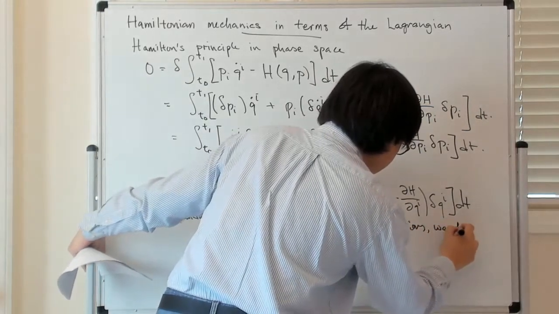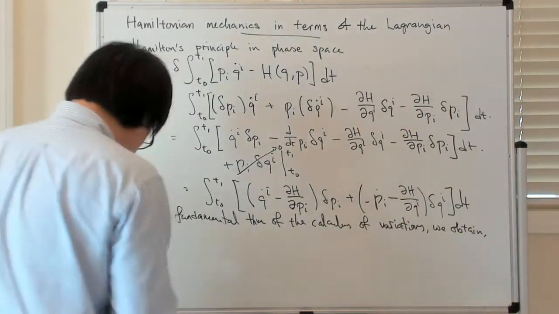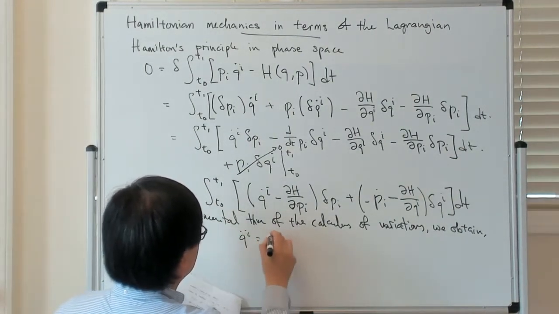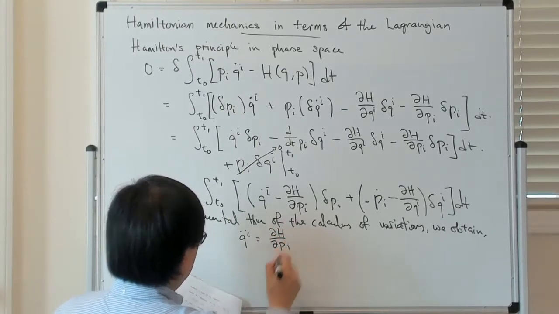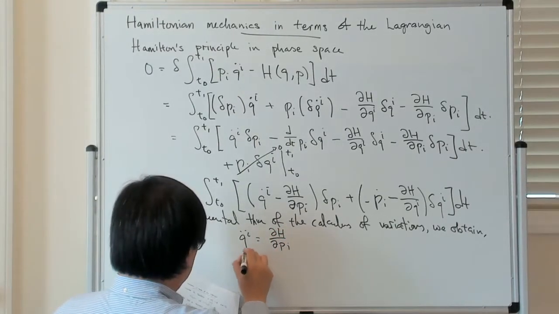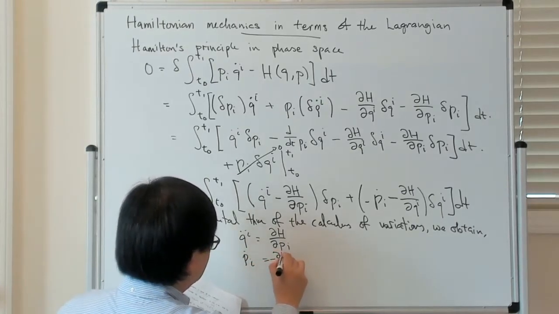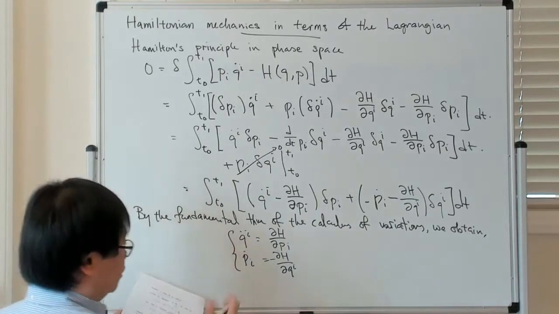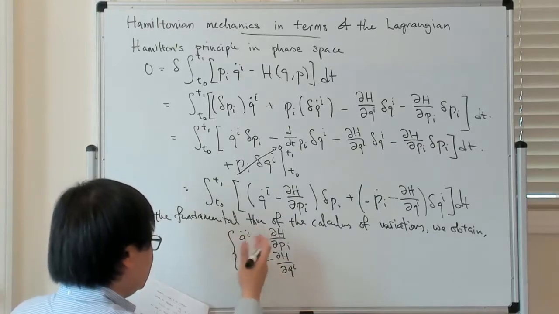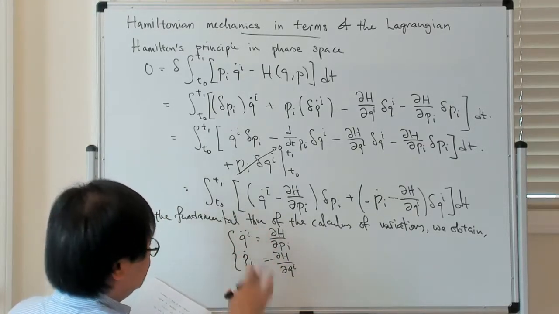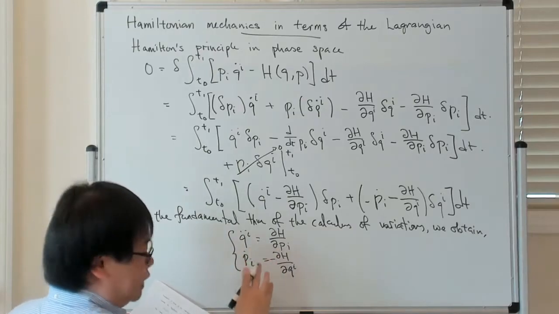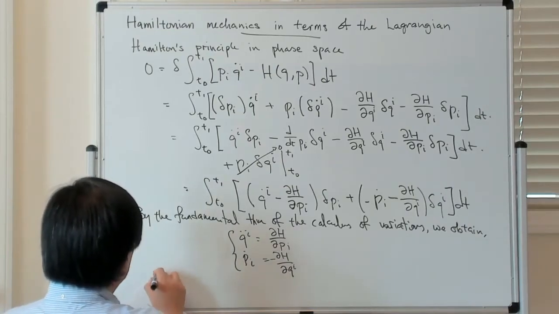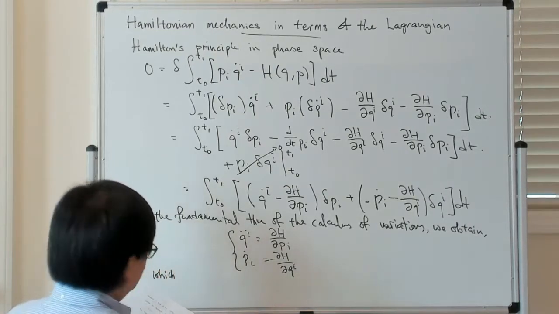we obtain the condition that qi dot is equal to dH/dpi, and then pi dot is equal to minus dH/dqi. Okay, so these are called Hamilton's equations. And in particular, they're called Hamilton's canonical equations because, as we'll see later, this is related to a Hamiltonian system which has a canonical symplectic structure, or canonical Poisson structure, right?